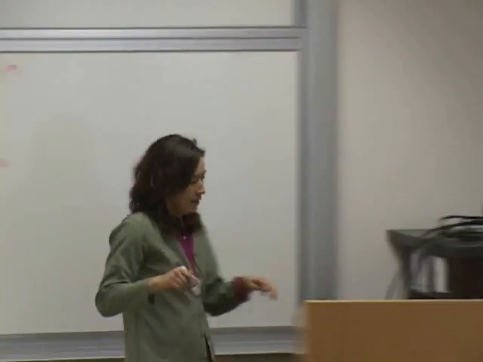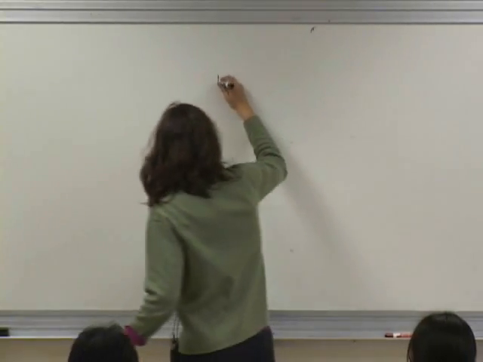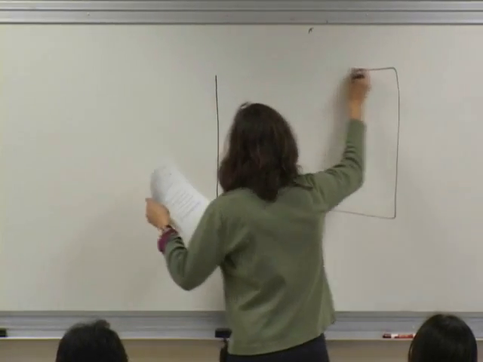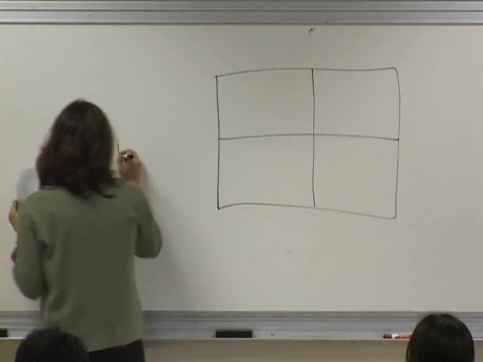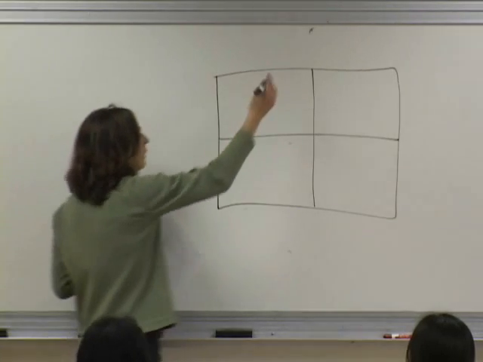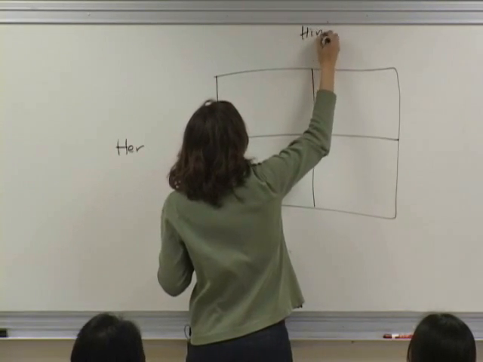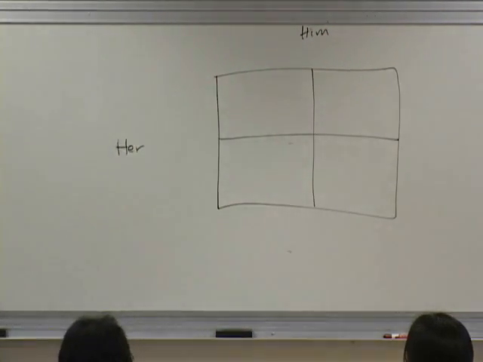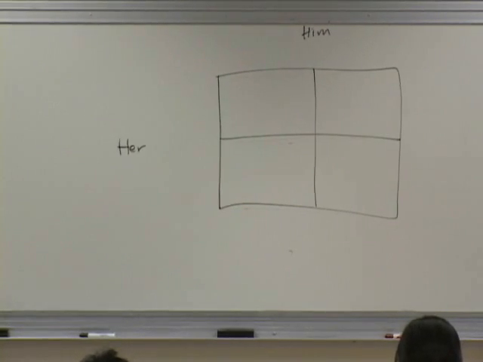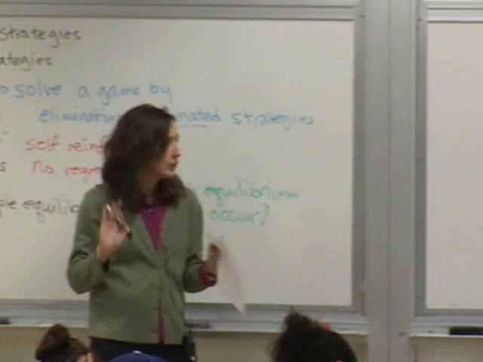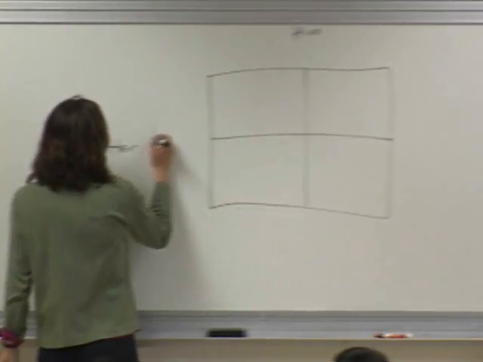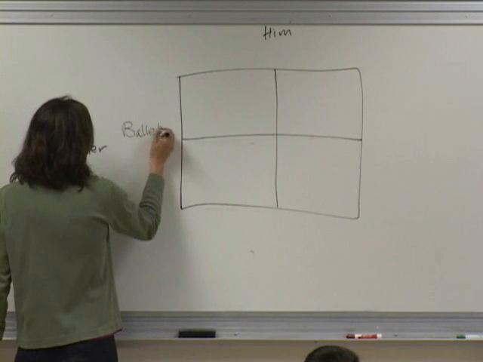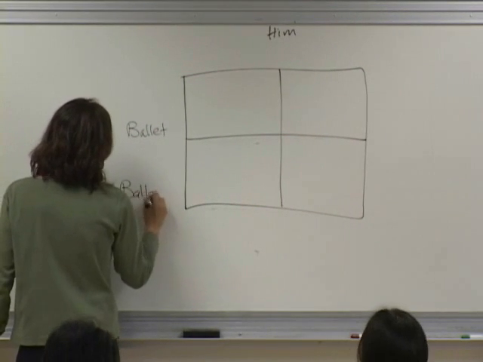So what's Battle of the Sexes? In Battle of the Sexes, the players are a guy and a girl. Okay. So him and her. In this game, we're going to let her control the rows, and him get to choose the columns. And both of these players are making a choice simultaneously. Okay, they're not allowed to talk to each other, and no one can move first about where they're going to go. And there are two choices. They can go to the ballet, or they can go to the ball game. Okay.